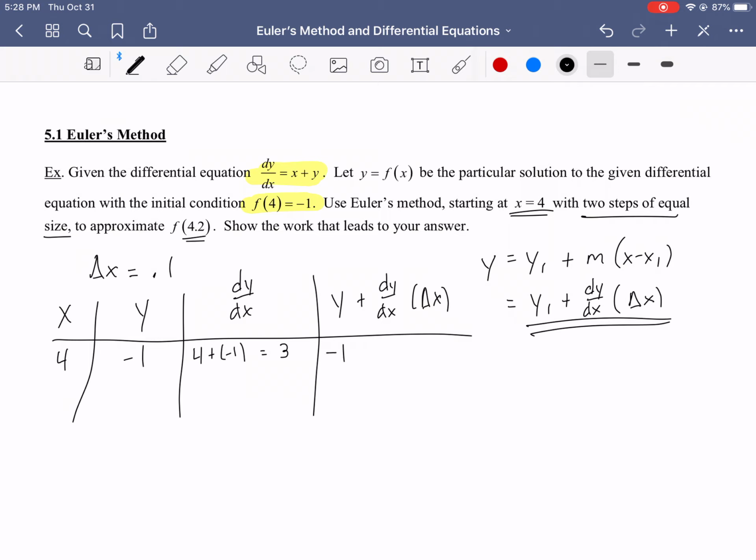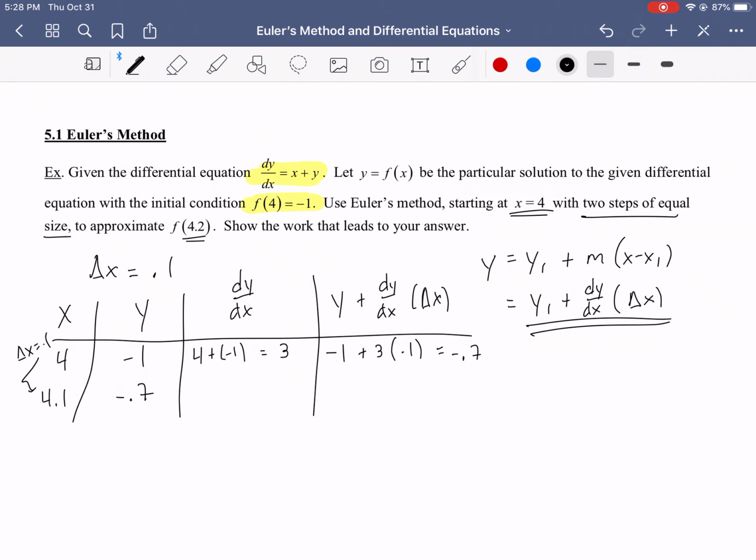In order to calculate the new y-coordinate, the new y-coordinate is going to be the current y-coordinate, which is -1, plus the slope, which in this case is 3, multiplied by delta x, which is going to be 0.1. And so this is going to give me a value of -1 plus 0.3, which is -0.7. And that is going to be my new y-coordinate on the next line. My new x-coordinate, since I took a step of 0.1 from 4, is going to be 4.1. Notice that my delta x here would be 0.1 like it was supposed to be.